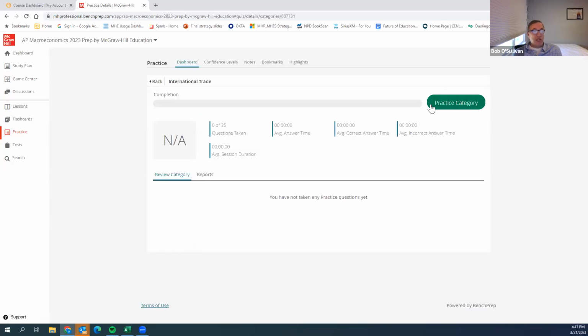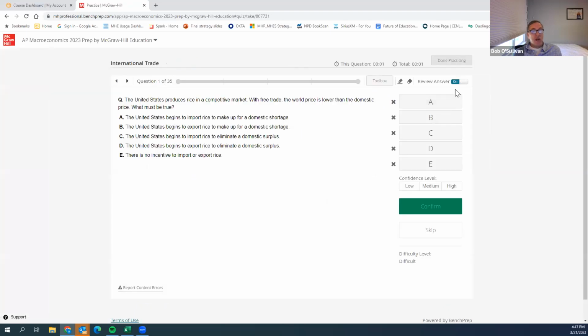So international trade, you can practice the category. You can set the settings to either allow the review answer to be on or off. If it's off, you'll wait till the very end and then be able to see all the questions and answers. I think that in the practice mode, at least, most people do like to have the answers on.